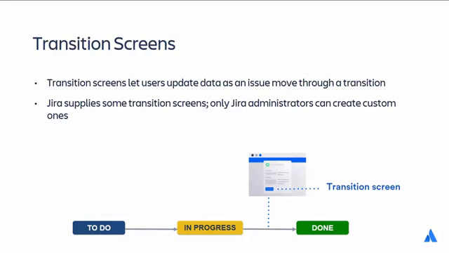These three issue operations, create, edit, view, are mapped to screens via a screen scheme and to an issue type via issue type screen scheme. But in this presentation, we focus only on transition screens. Jira supplies some transition screens built into the default workflows. For example, the Resolve Issue screen, which is shared by all new software projects and is used for all issue types in the workflow. Only Jira administrators can create custom transition screens and associate them with workflow transitions.